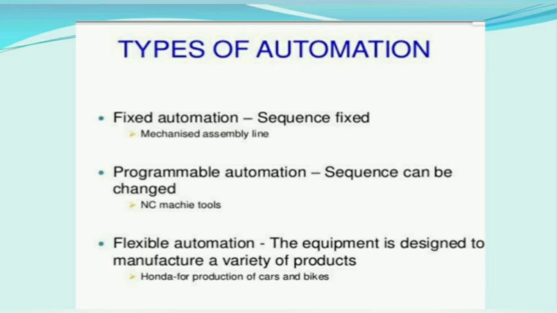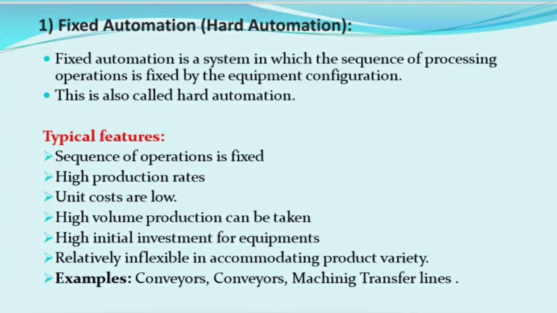Now let's see the types of automation. There are three types of automation, that is fixed automation, programmable automation and flexible automation. In the fixed automation system, the sequence of processing operations is fixed. This automation is also called hard automation because in this the equipment configuration is designed to perform the fixed operations. Due to the fixed sequence of operations, no time is wasted in reprogramming and changing the machine setup.